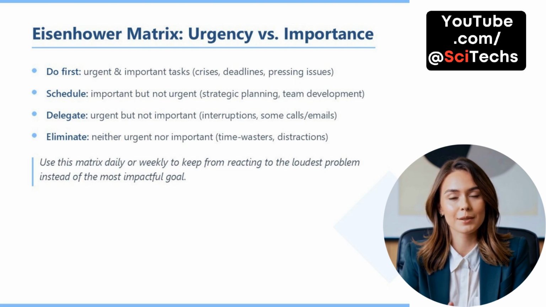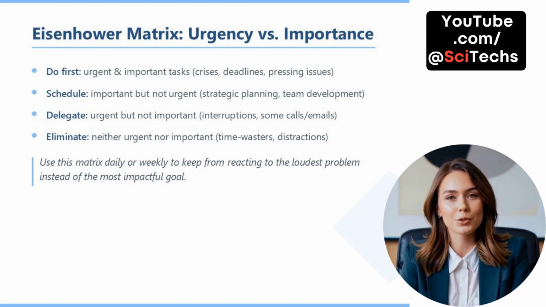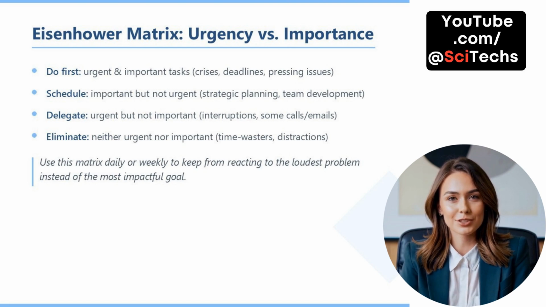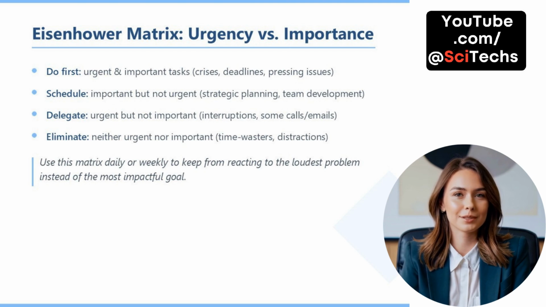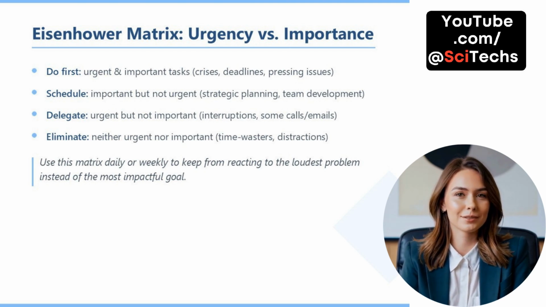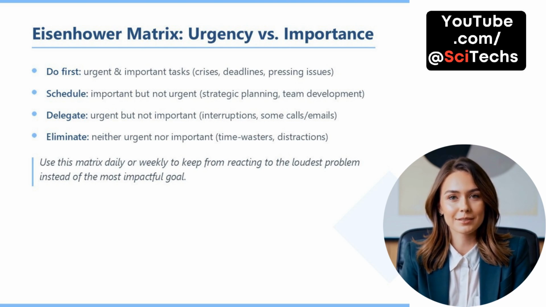Eisenhower Matrix: urgency versus importance. The Eisenhower Matrix is a powerful framework that helps you sort tasks by both urgency and importance. Tasks that are urgent and important, such as crises or tight deadlines, go in the do first quadrant. These need immediate attention. Tasks that are important but not urgent, like strategic planning or professional development, belong in the schedule quadrant. These are often neglected, but they drive long-term success.